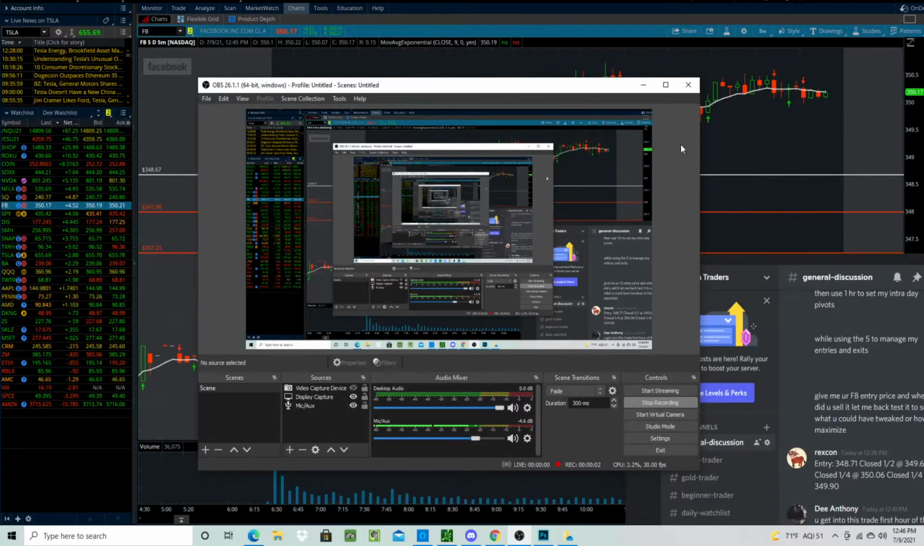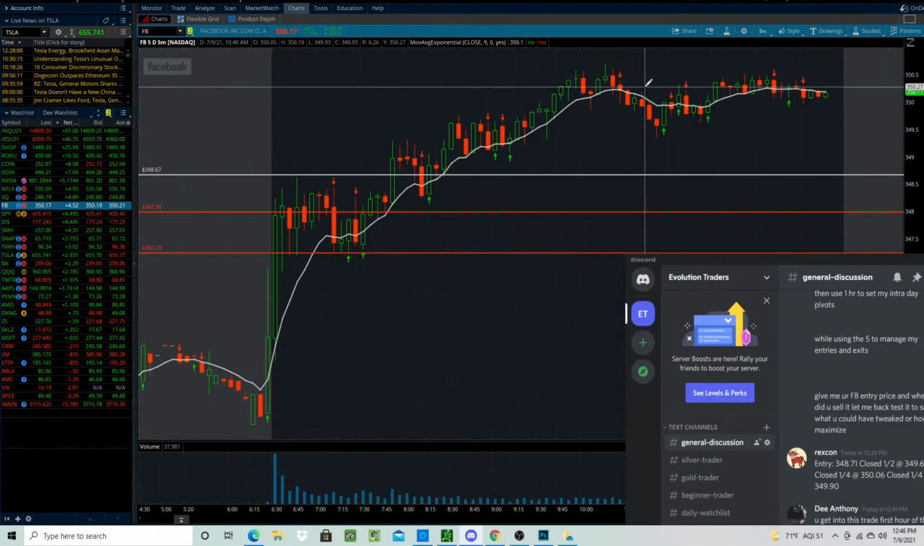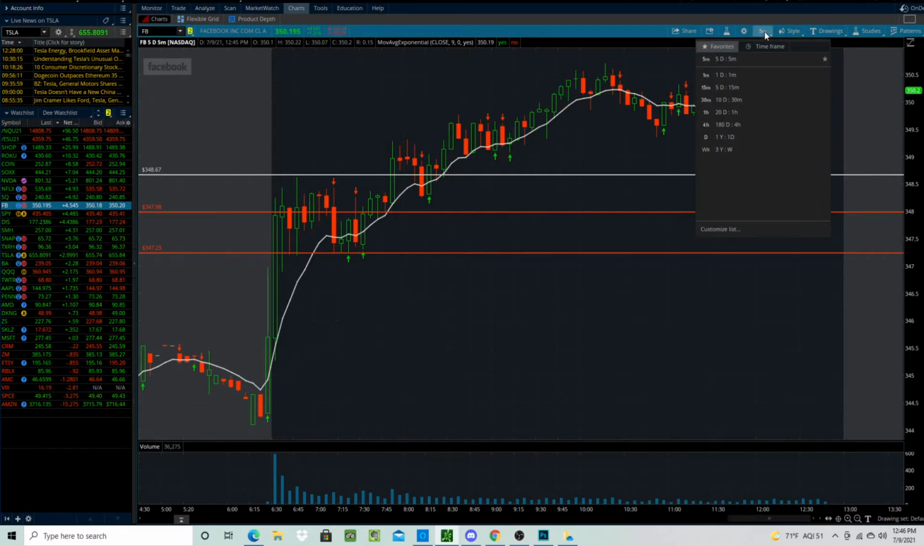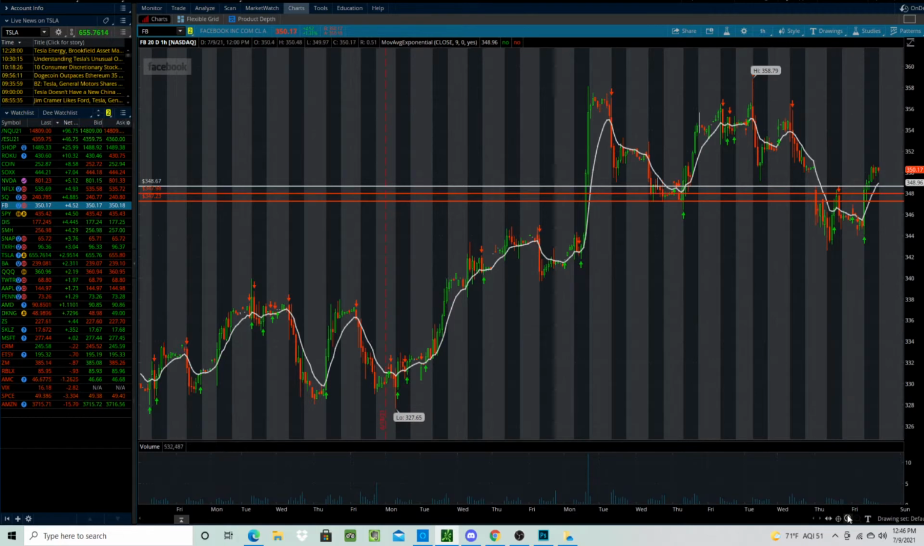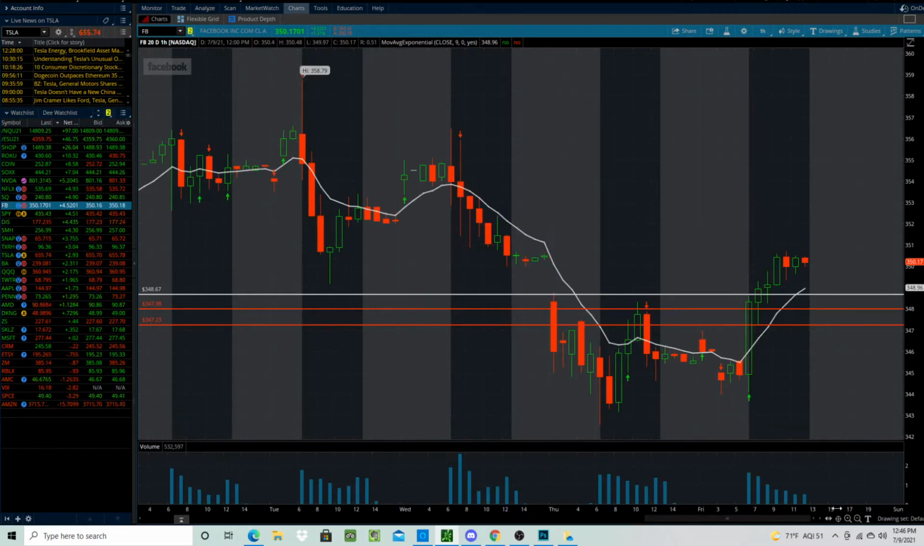Let's review this Facebook trade. So I just went through the charts on this Facebook trade that you took, Rex. It looks really, really good. Just a quick overview on it.